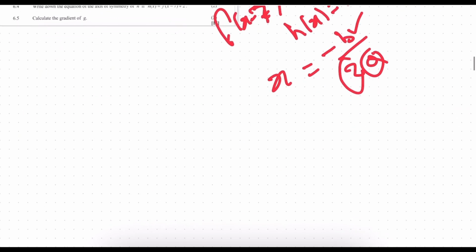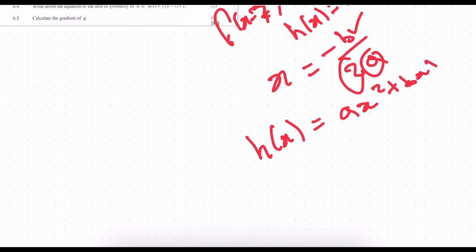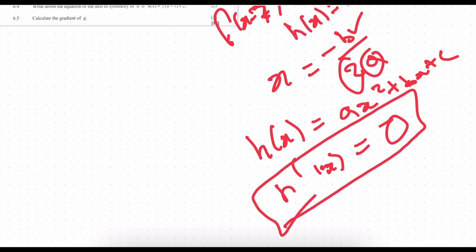Or you can say, once you have your h at x, to determine the axis of symmetry, you literally say, again, your h at x will be in the form of x squared plus bx plus c, right? Then you say h prime of x at the axis of symmetry, because that's where it's literally turning. That's your turning point. You determine the x-coordinate of your turning point. That will be your axis of symmetry, right? But that's very long.